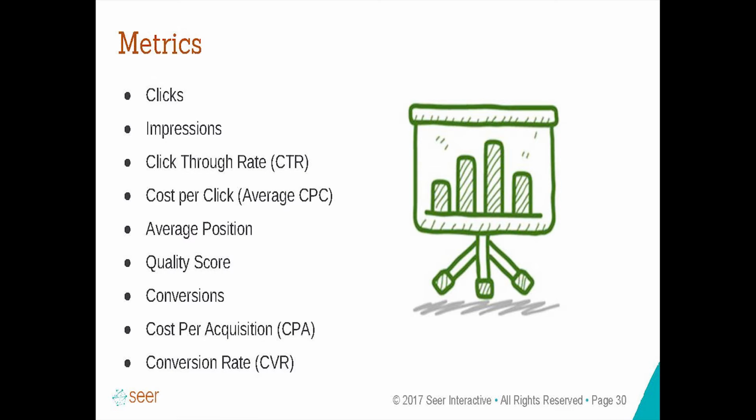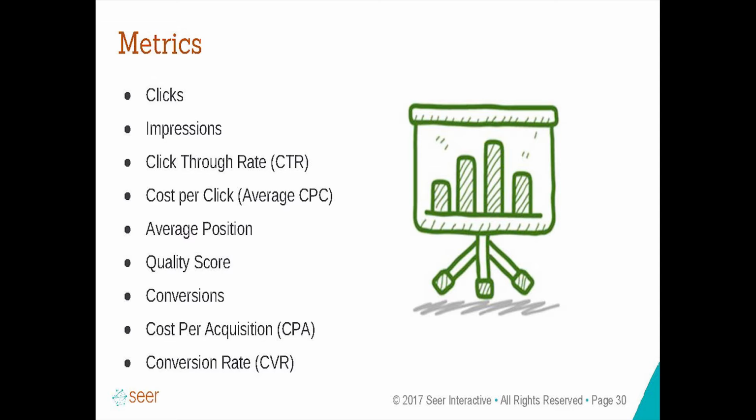Conversions are the action that you want a user to take on your website. Like I've said, it could be a form fill, making a donation, signing up as a volunteer, something like that. Cost per acquisition is the amount you spend per conversion. And the conversion rate is the number of conversions divided by the number of clicks, or to put it a different way, of all of the people that you're driving to your site, how many of them are taking the action that you want them to take ultimately.